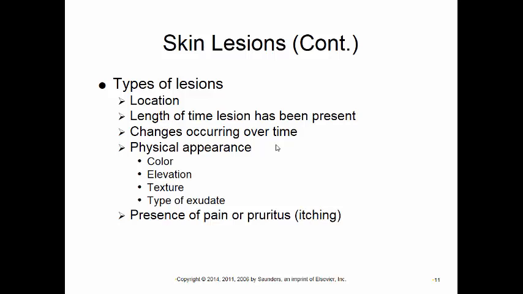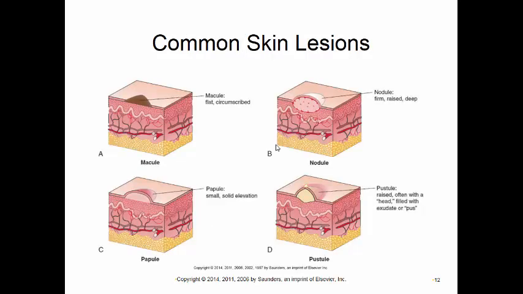With skin lesions, it is important to note the location, how long the lesion has been present, and how it is changing over time. This is very important if we're looking at cancerous lesions or potentially cancerous lesions. We need to evaluate the color, the elevation, the texture, and the type of exudate or fluid that's being produced and draining. And also if there's pain or itching, which is pruritus. Pruritus is itching. So here's a few common types. It'd be nice to really know each one of them.